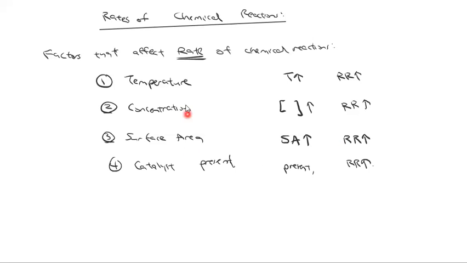But these are the 4 factors, and you need to know how they affect the rate. Number 1 is temperature. As temperature goes up, reaction rate goes up. Number 2 is concentration. As concentration goes up, reaction rate goes up. Number 3 is surface area. As surface area goes up, reaction rate goes up. Number 4 is catalyst. If you've got a catalyst present for your reaction, then the reaction rate will go up, compared to if the catalyst is not there, because that is the entire purpose of your catalyst.